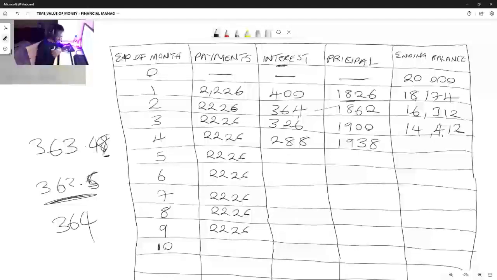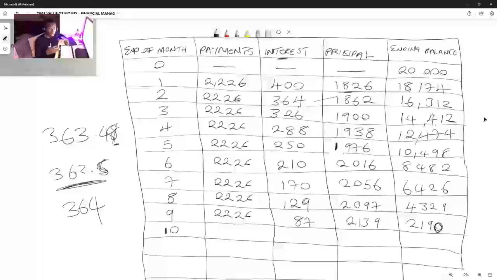Now we want to find the ending balance for period 4. To do that, we subtract the principal from period 4 from the ending balance of period 3, which is 14,412. So 14,412 minus 1,938 gives us 12,474. To get the interest for period 5, we do the same procedure over and over again until period 10. So I'm going to do this quickly.